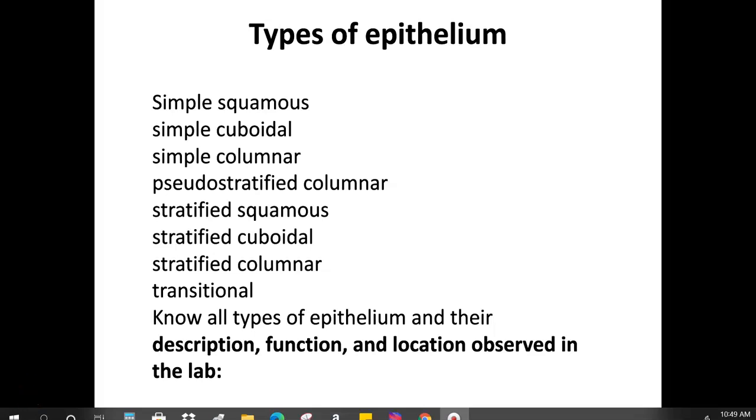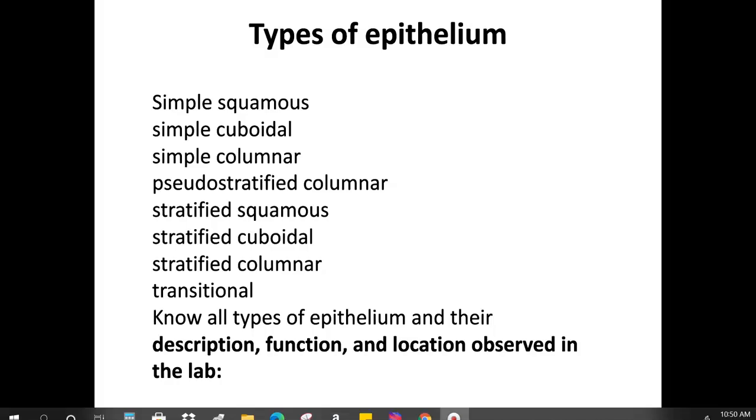In this video, we will look at images of epithelial tissue, the various types of epithelial tissue. So just to recap, when naming epithelial tissue, we use two classification schemes. The first is based on the number of layers of cells, and the second is based on the shape of the cells. So simple means that there is only one layer of cells. Stratified means that there's more than one layer. Pseudostratified means that it looks like there's more than one layer, but there's actually only one layer.